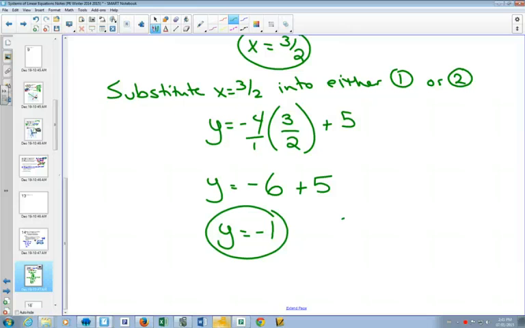So what we do when we write our solution, because these were two lines that cross, we have to write the point where they cross. We know that the x-coordinate is 3 over 2, and our y-coordinate is negative 1. Circle around our solution.